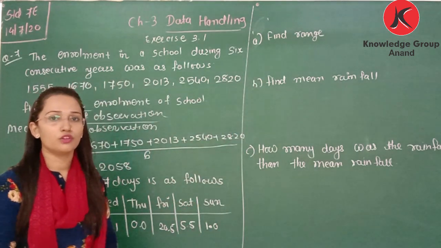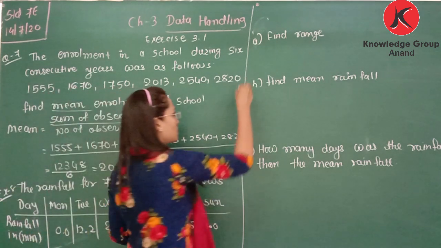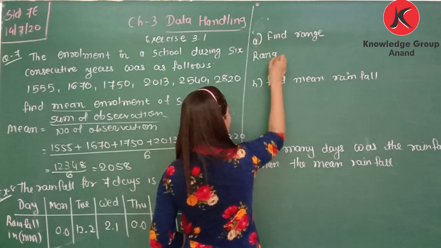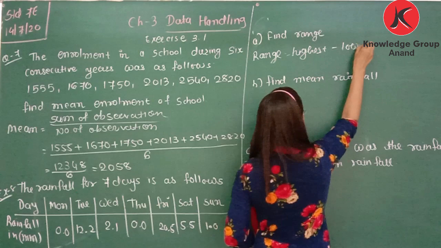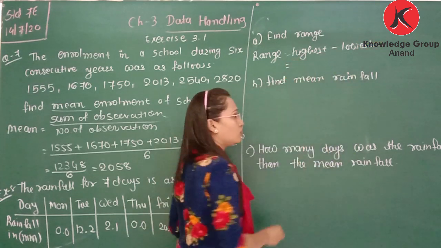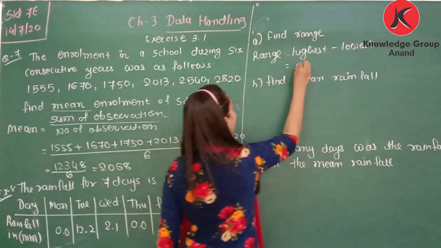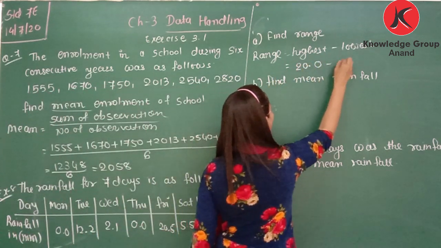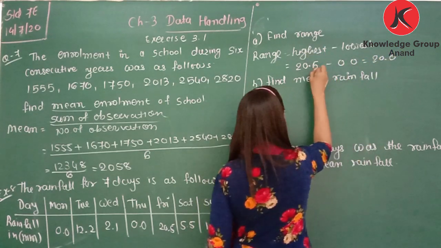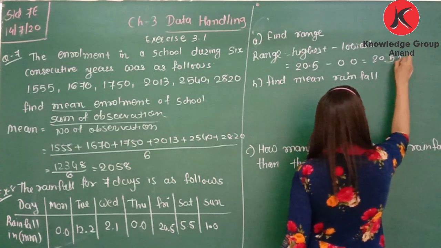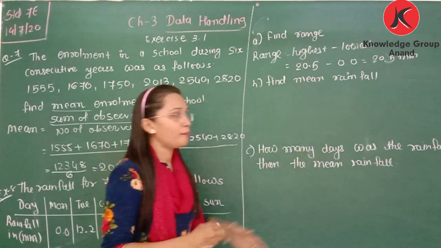Range means what? You need to find the maximum and minimum, highest and lowest. So range is highest minus lowest. Now what is the highest rainfall? You can see from the table highest is 20.5 and lowest is 0.0. So range will be 20.5 mm. Okay. Now next, find the mean rainfall.